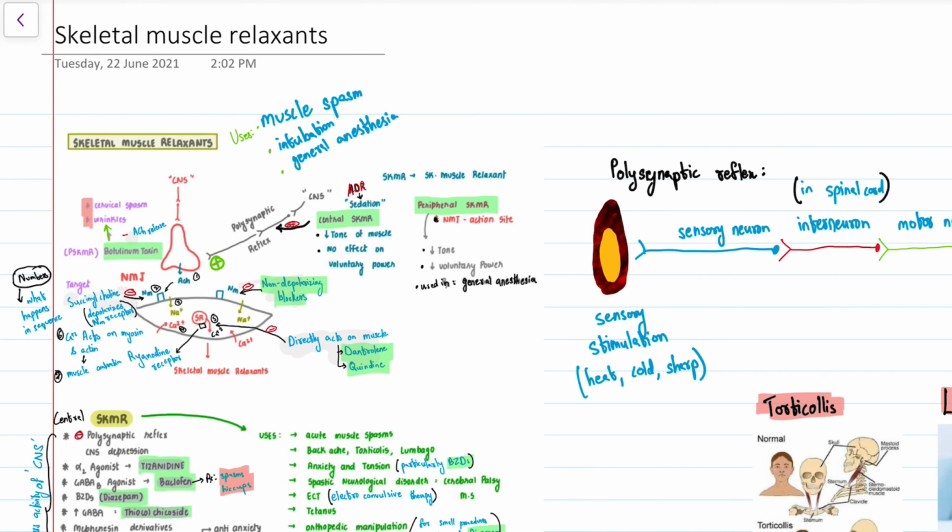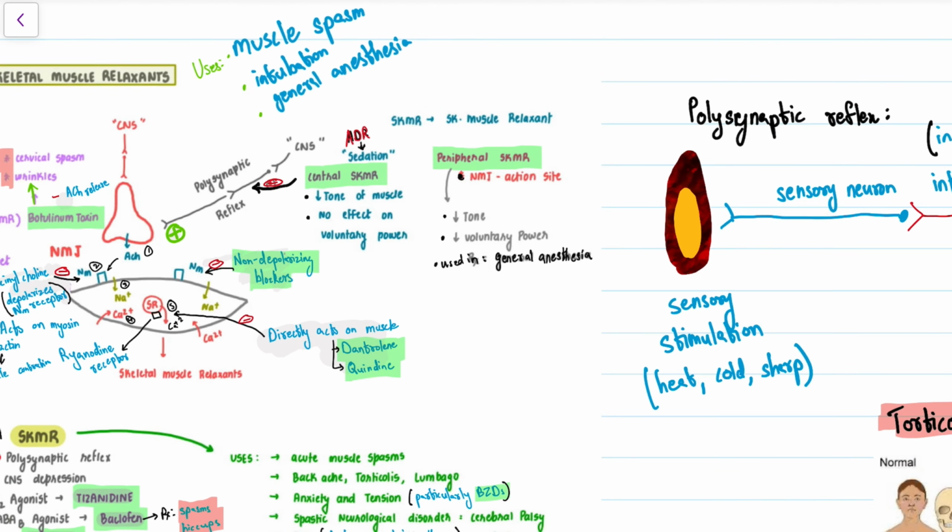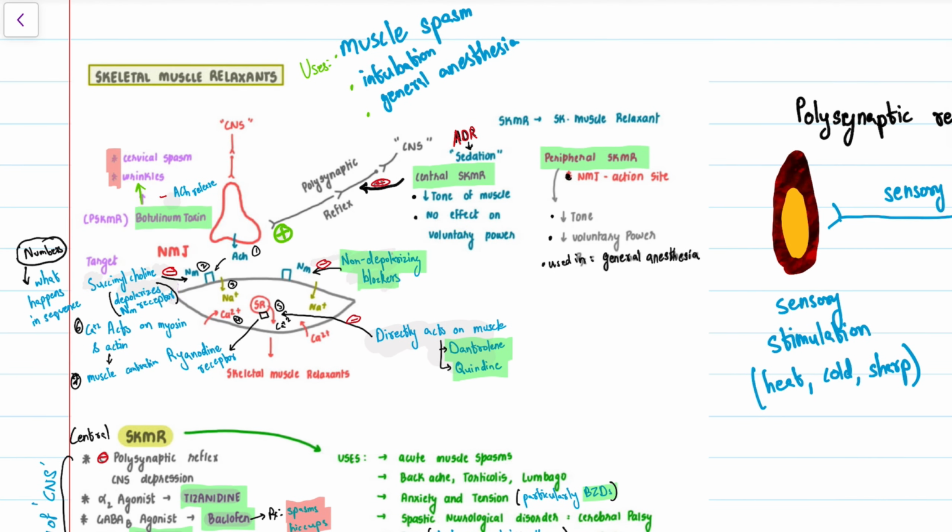Hi everyone, and today we'll be discussing skeletal muscle relaxants. As usual, before we get into the topic, we'll see the basics. So, how are skeletal muscles actually contracted? For that, we'll have to go into the neuromuscular junction.